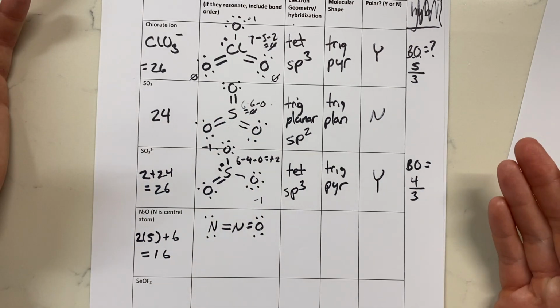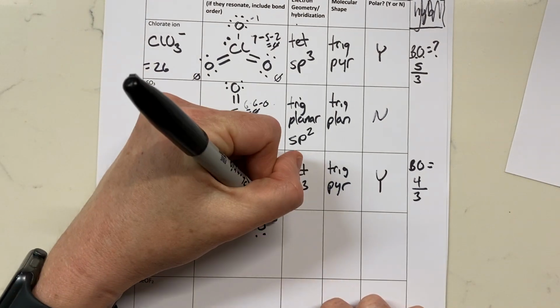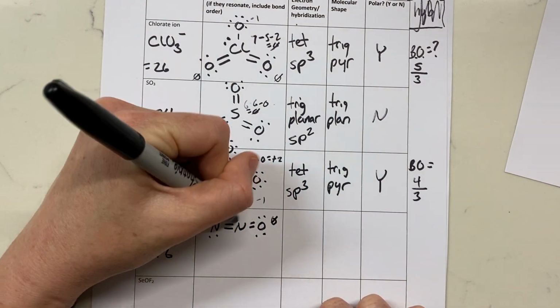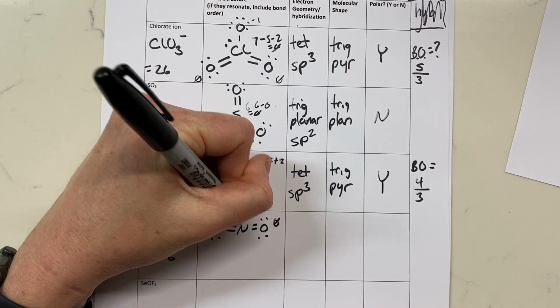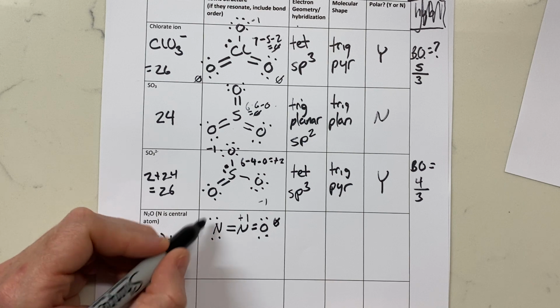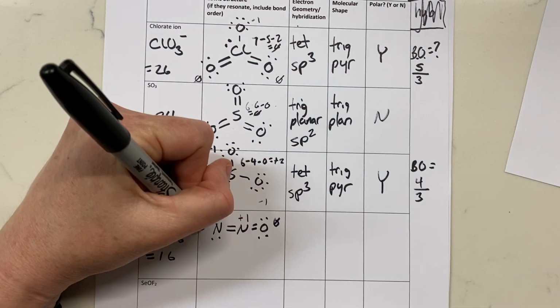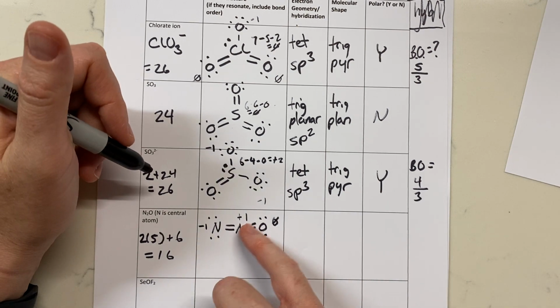Everything's got an octet. But don't forget to look at formal charges. If we look at the formal charge of this oxygen, it would be 0. Of this nitrogen right here, 5 minus 4 would be +1. And this nitrogen over here, 5 minus 2 minus 4 would be -1. Okay, so we've got a 0, +1, and -1.